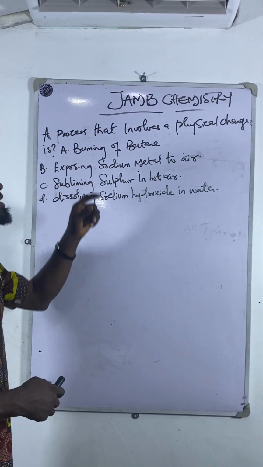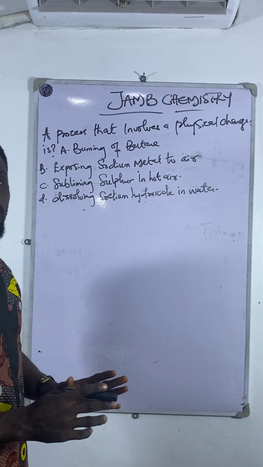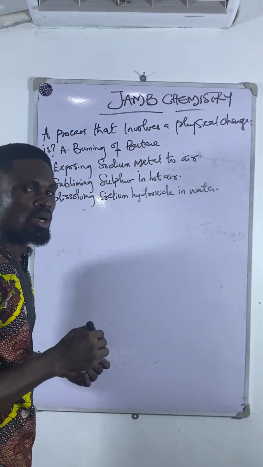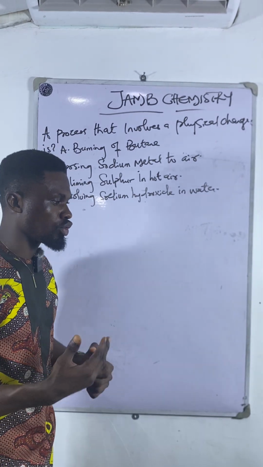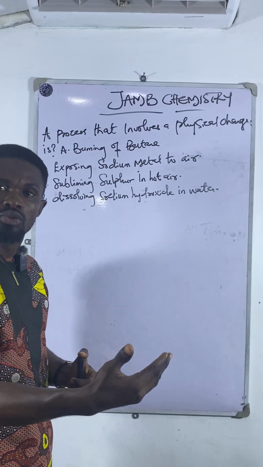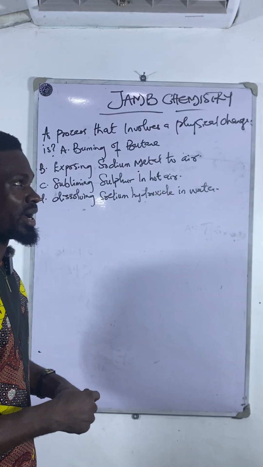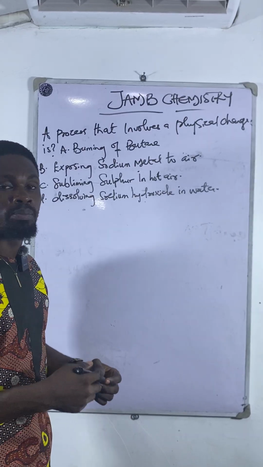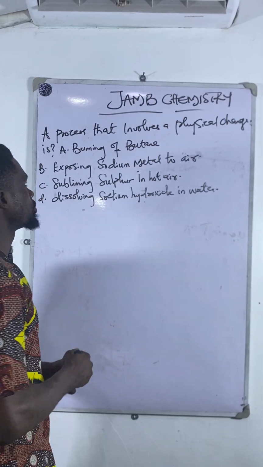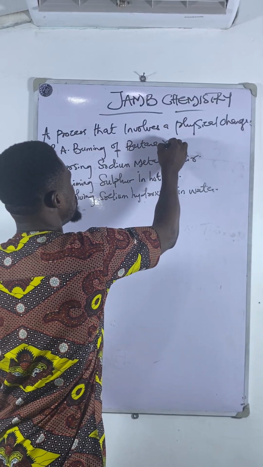A process that involves a physical change is burning of butane. Okay, I'm going to tackle it immediately. Burning is a chemical change because in combustion, when you combust any substance or material, you find out that a new substance is formed. When you combust firewood, you're going to produce charcoal, ashes, CO2, and even soot, depending on the amount of oxygen that is available for the combustion. So burning of butane is actually a chemical change. So this is not the answer.